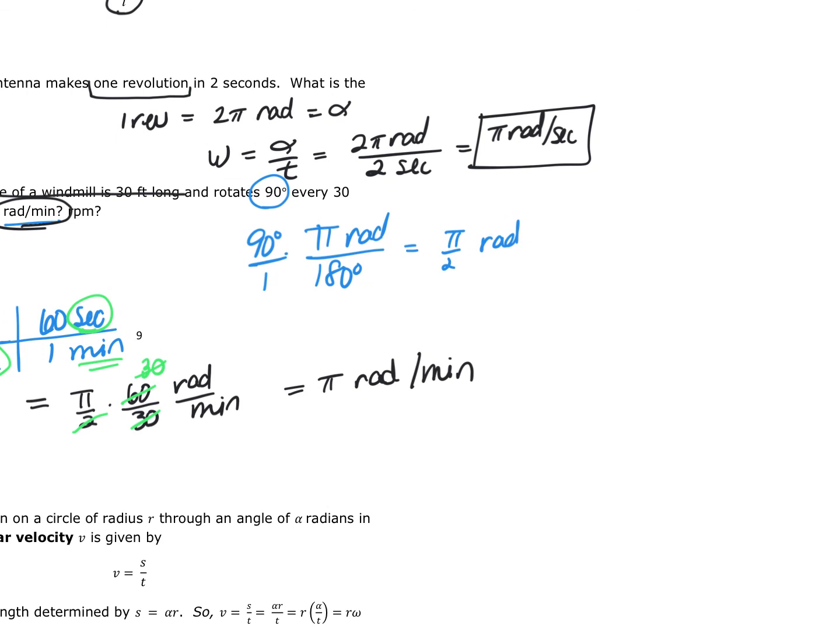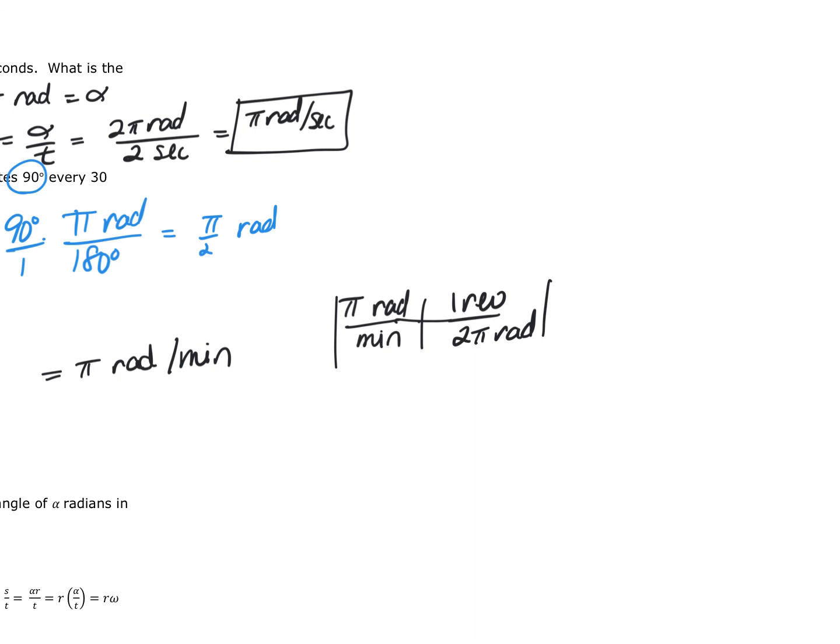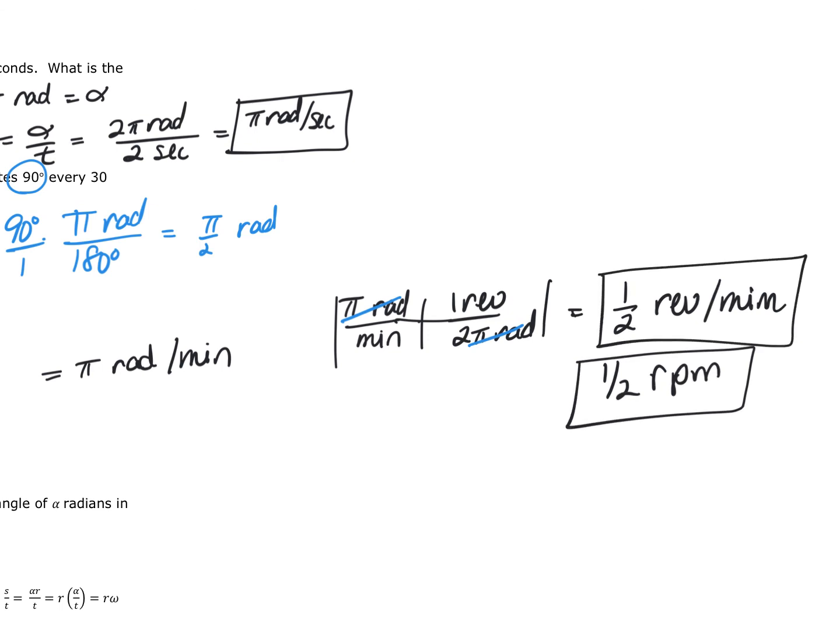Now I got pi radians per minute. I want to end up in revolutions per minute. So pi radians over 1 minute. Now we know that one revolution is 2 pi radians. So there's my unity fraction. So my radians and my pi's cancel, leaving me 1 over 2 revolutions per minute, or 1/2 RPM. That should be minutes, M-I-N.